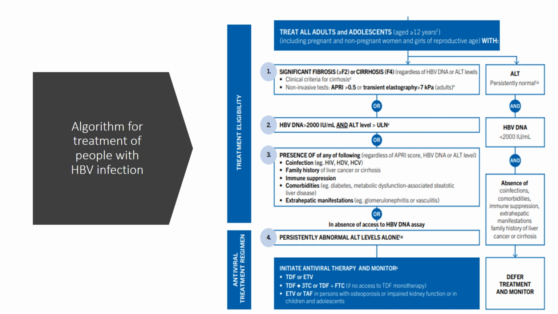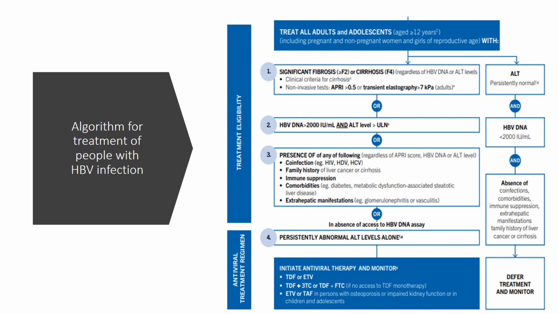Treatment is recommended for all adults and adolescents aged above 12 years old with chronic hepatitis, including pregnant women and girls and non-pregnant women of reproductive age with 1. Evidence of significant fibrosis based on an APRI score of above 0.5 or transient elastography value of above 7 kilopascal, or evidence of cirrhosis based on clinical criteria or an APRI score of above 1 or transient elastography value of above 12.5 kilopascal regardless of HBV DNA or ALT levels, or 2.